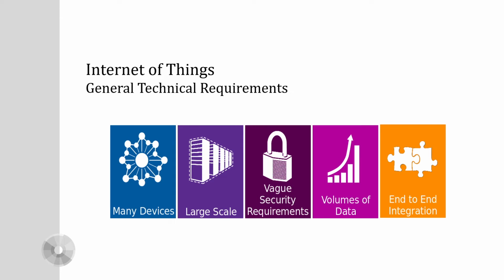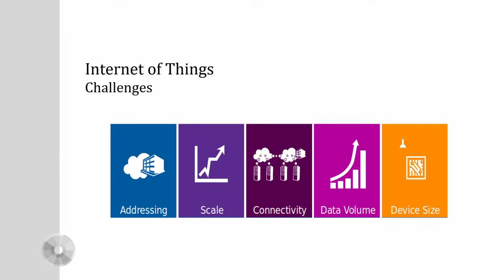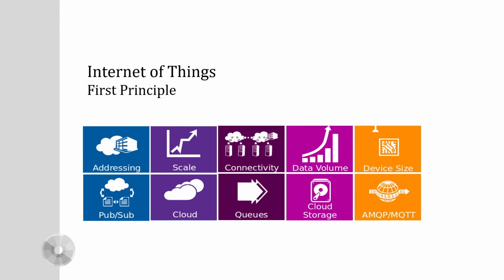Next, coming to the general technical requirements that we want for an IoT: many devices, large scale servers, security requirements, volume of the data, and end-to-end integration. All these are requirements of an IoT. Coming to the challenges faced by the IoT: addressing scale, connectivity, data volume, and device size. All these are main challenges for an IoT.